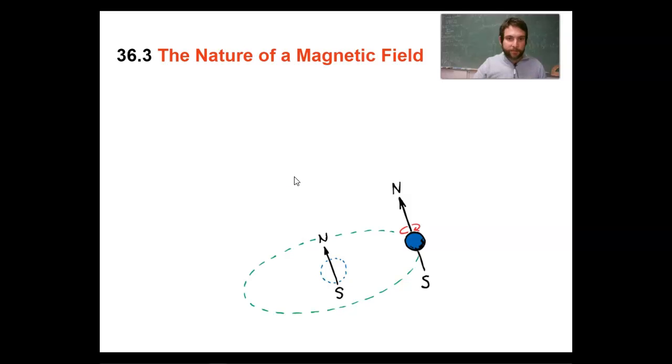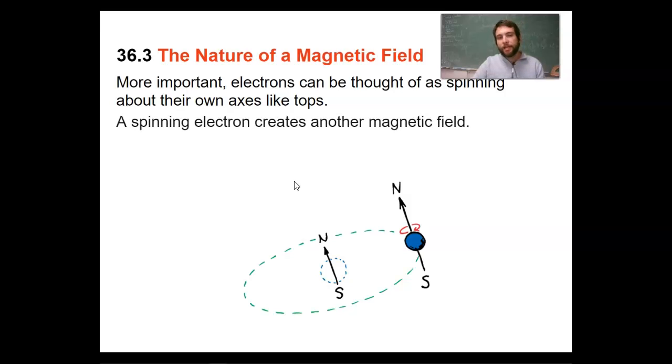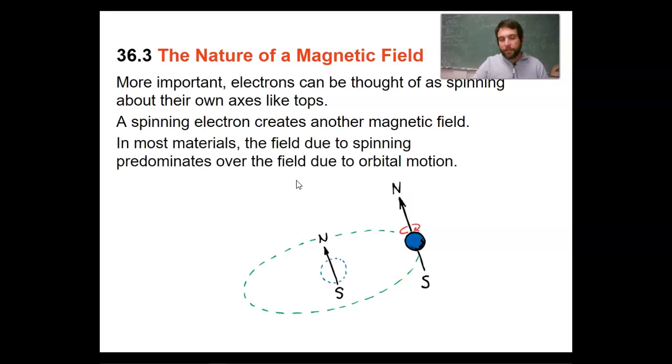This is what's happening. More important, electrons can be thought of as spinning on their own axis like tops. A spinning electron creates another magnetic field. In most materials, the field due to spinning predominates over the field due to orbital motion. So because the field from the spinning is created, it's greater than the field that's coming up due to the orbital motion.